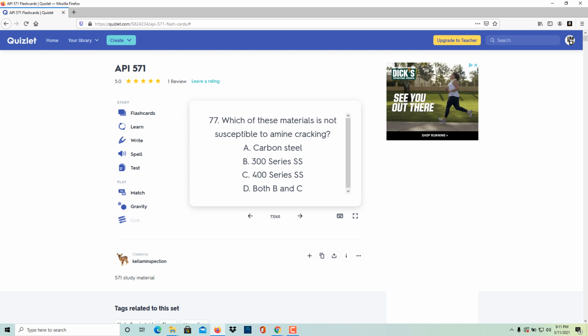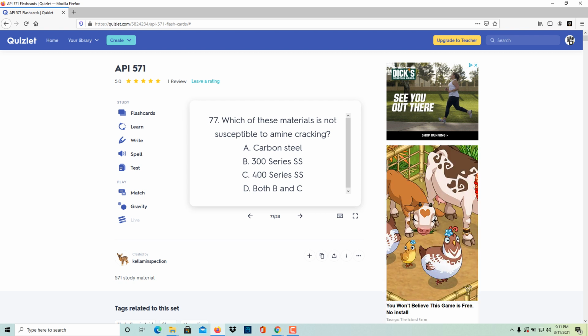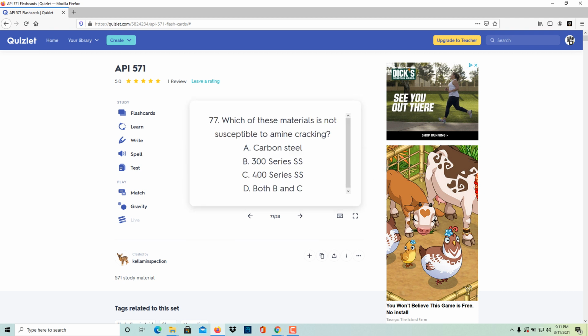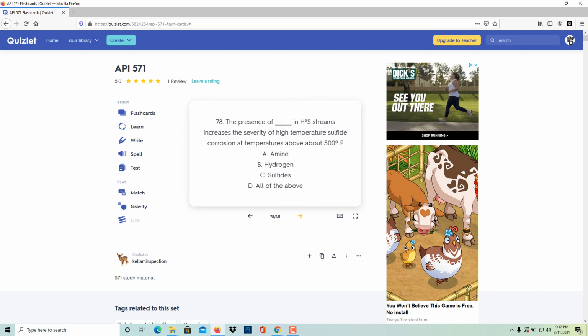I know it's probably a stainless steel. It's either both or one of these. Amine cracking, 400 series stainless steel. I say it's D, it's both. You usually should go with both, 300 series and 400 series. Carbon steel is like almost everything affects carbon steel.